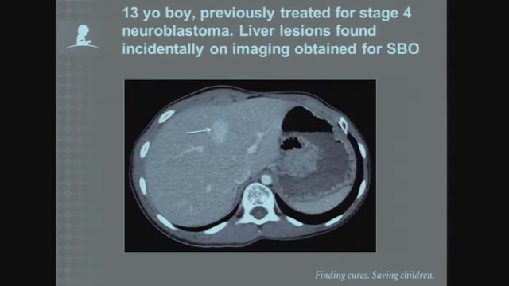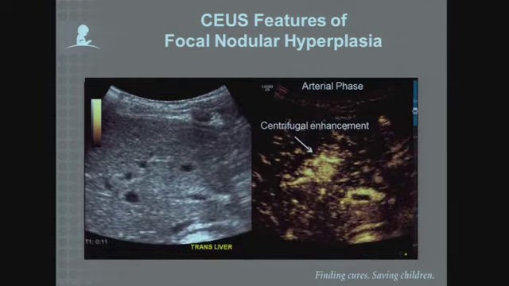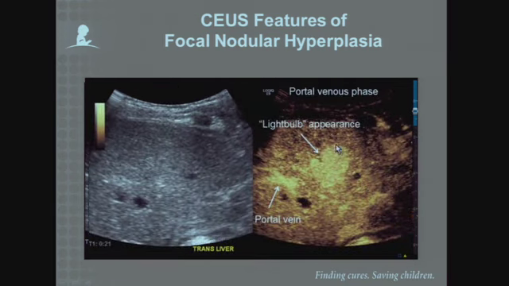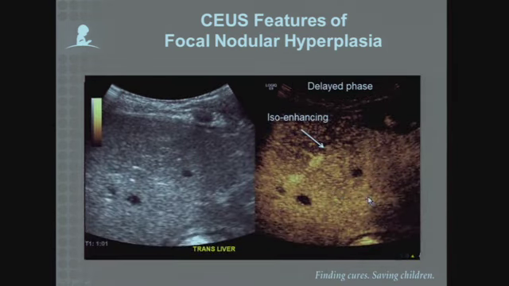So we performed contrast-enhanced ultrasound in this patient, and we were able to demonstrate the typical features of focal nodular hyperplasia on contrast ultrasound. During the early arterial phase, we saw a nice spoke-wheel of central feeding vessels, followed by centrifugal, or central to peripheral, enhancement of the lesion, also in the arterial phase. On the portal venous phase, the lesion had this light bulb appearance. And then on a delayed phase it was iso-enhancing with surrounding normal liver. So these are all features that are typical of focal nodular hyperplasia.